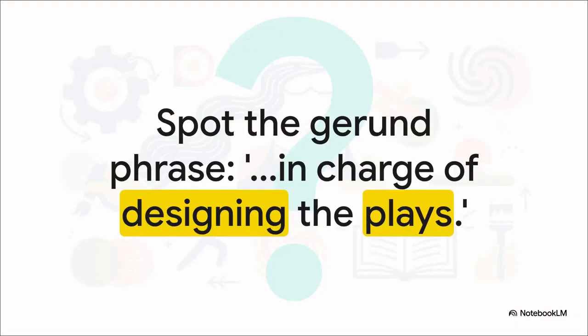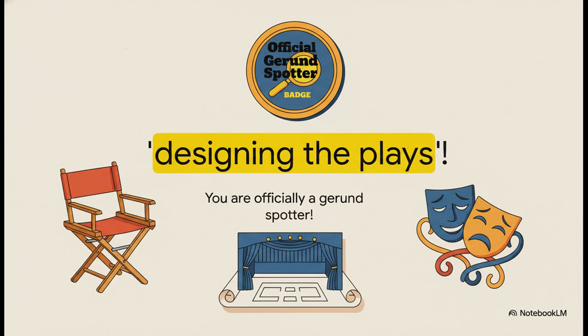This one's a little different. Here, the gerund phrase comes after the word of. So what is the coach in charge of? And the answer is designing the plays. That whole phrase is the object of the preposition of. Fantastic! You are now officially a certified gerund spotter.